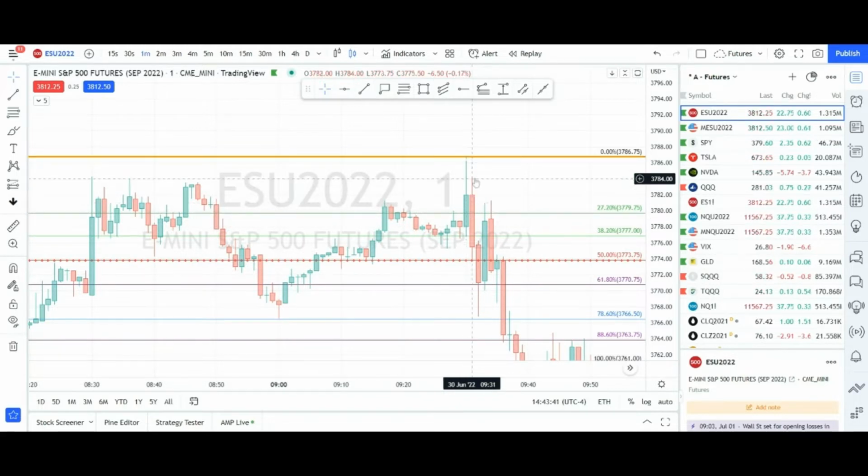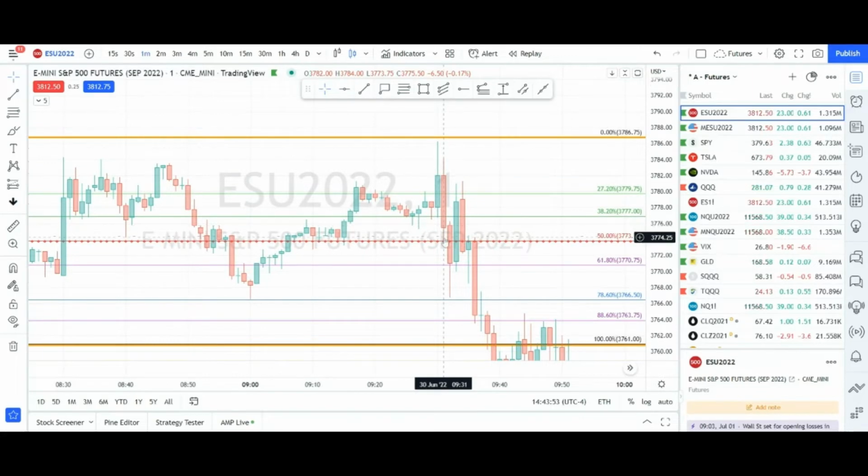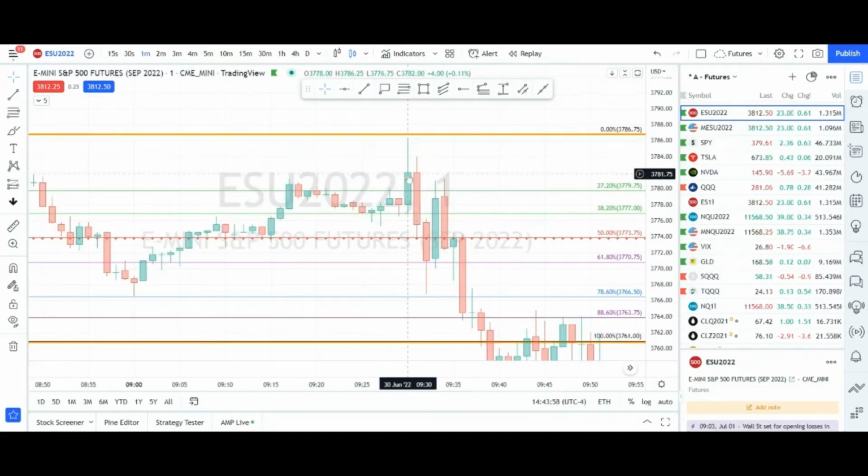You can see the market went to test this pre-market high level, but at the same time bears came and pulled the market to the downside. You can see the rejection. The wick on the top of this green candle is bigger than the bottom one, so it means the bears want to take the market down.